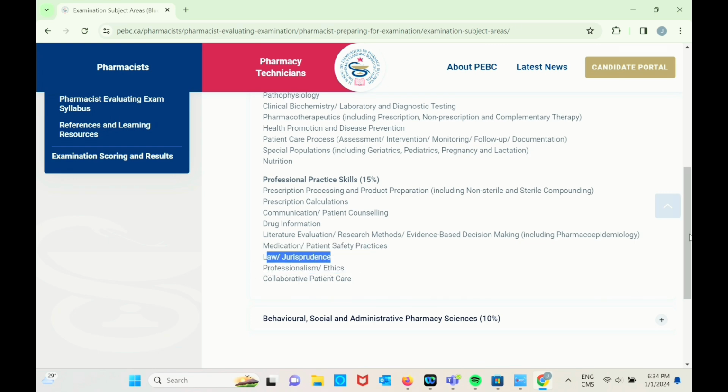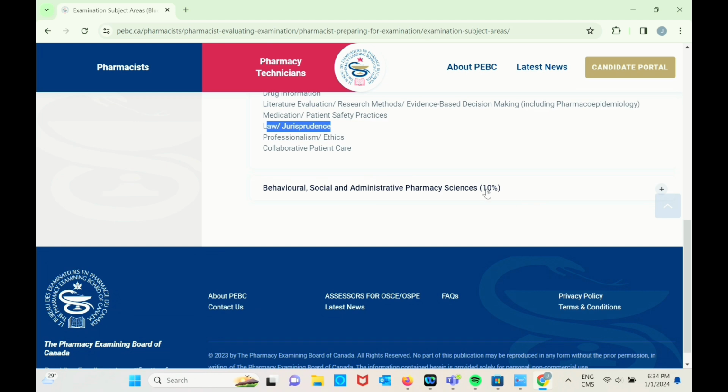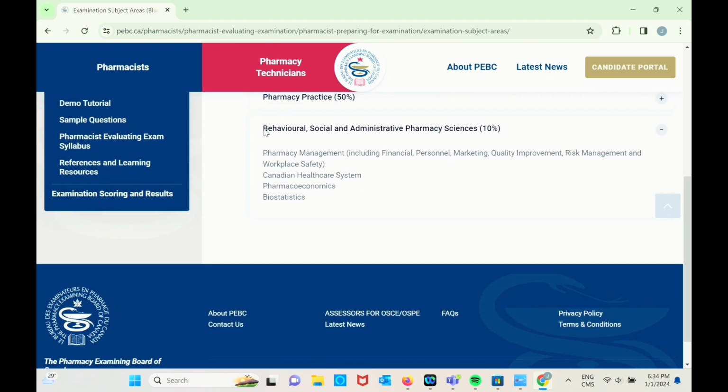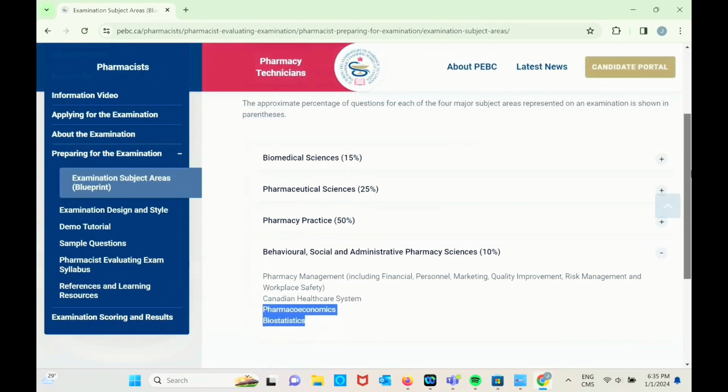And finally, 10% of the examination would be coming from the behavioral, social, administrative, pharmacy service sciences, which includes pharmacy management and the Canadian healthcare system as the main thing, and the remaining, pharmacoeconomics and biostatistics. So these are the subject areas you would be concentrating on.